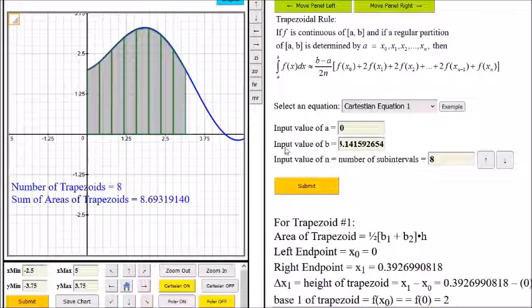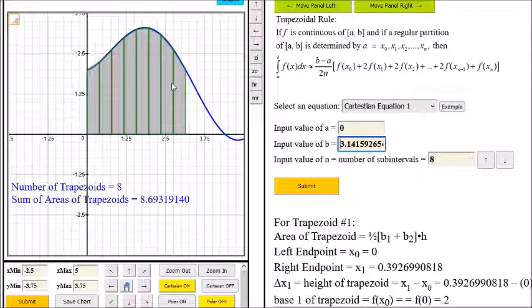And now we look back at the graph. We're going from 0 to pi. And here are the 8 trapezoids. And so the sum of the areas of the 8 trapezoids is 8.693191, which is what we got on the Google spreadsheet. And we can see that the 8 trapezoids should be a good approximation for the shaded region.